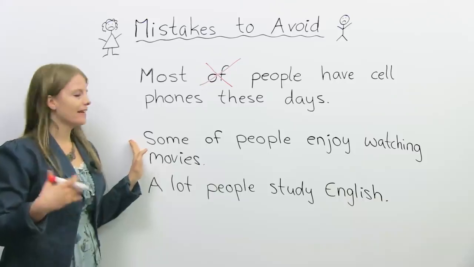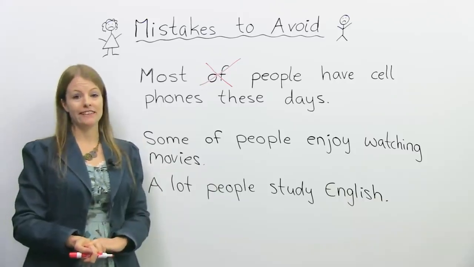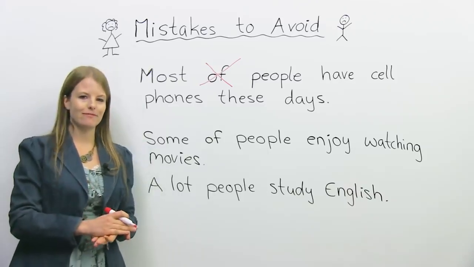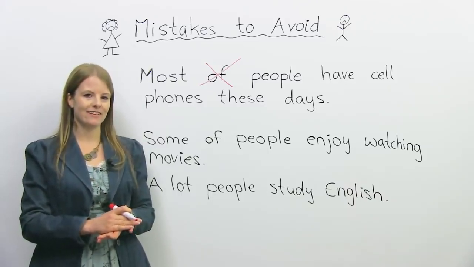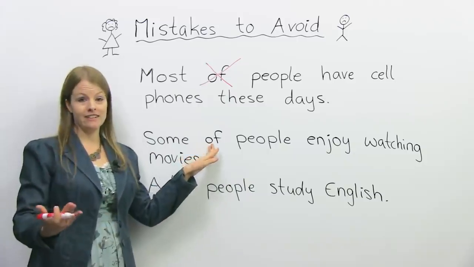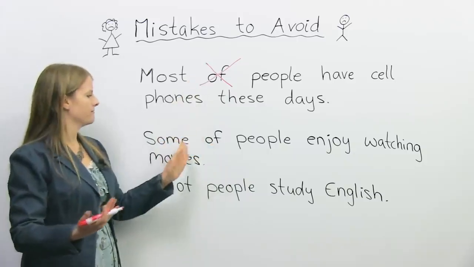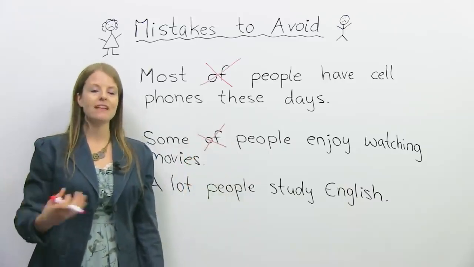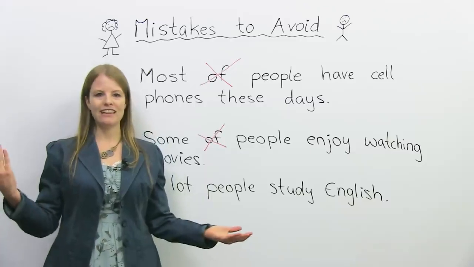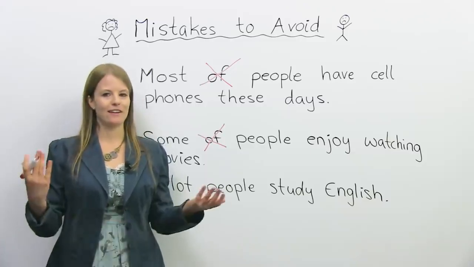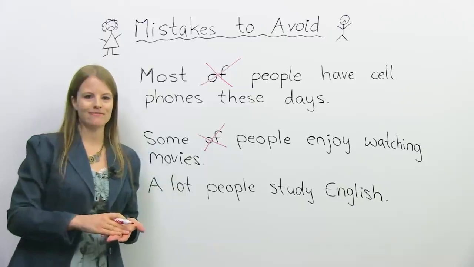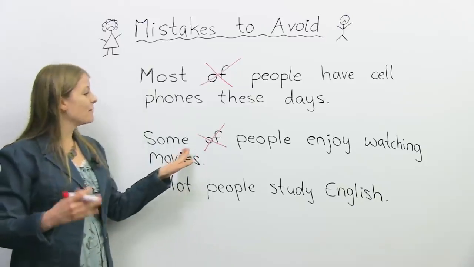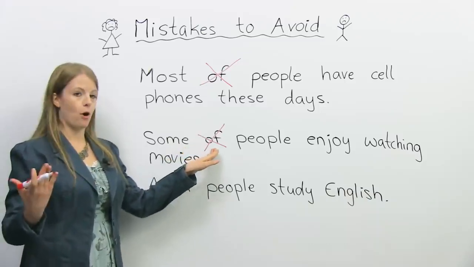What about the next one? Some of people enjoy watching movies. Some of people like going shopping. What's the mistake here? If you said of is the mistake, again, you're right. It's just like most of. We don't say some of. We say some people. Some people stay up really late. Some people enjoy learning English, okay? So a lot of people enjoy learning English, I guess. Okay, so again, of is the problem.